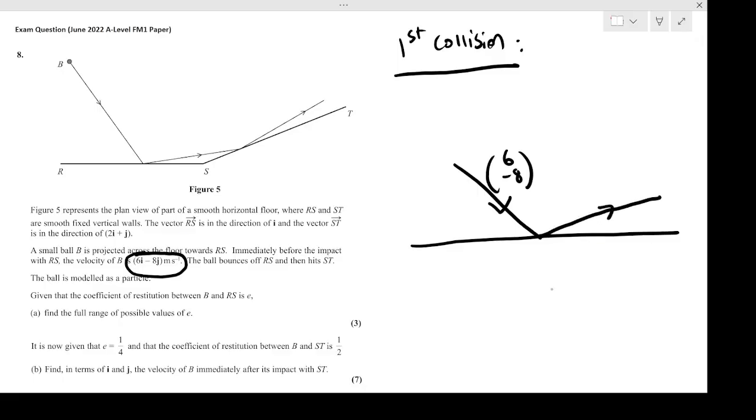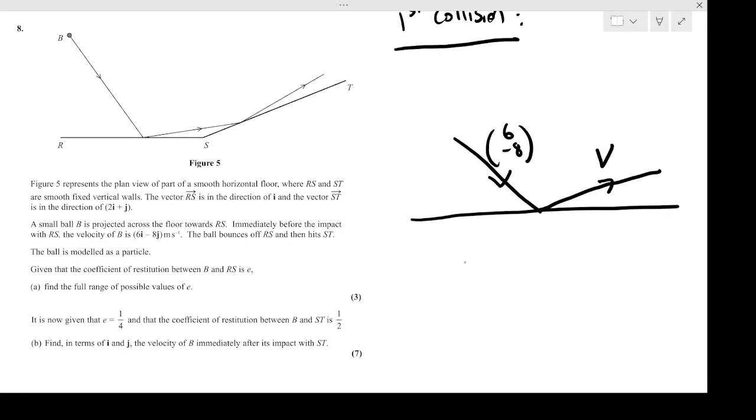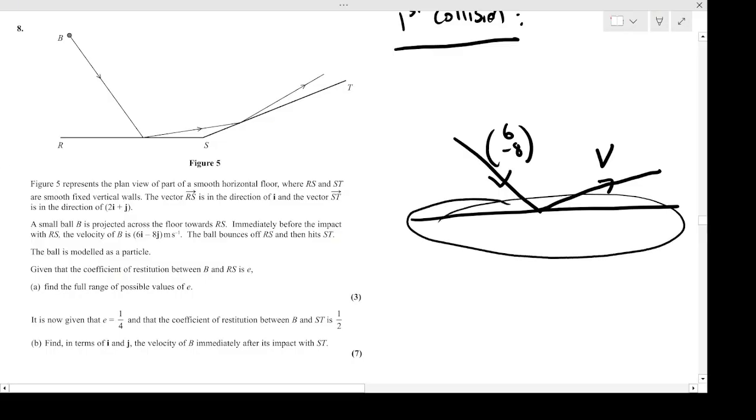Okay, and I'm not told what that vector is. I'm just going to call it V. So hopefully you're happy with that. I'm just considering the first collision. Hopefully happy with my diagram here. Now, because the wall is completely flat, it's completely horizontal, you could just split the components up because they will be parallel and perpendicular quite nicely here.